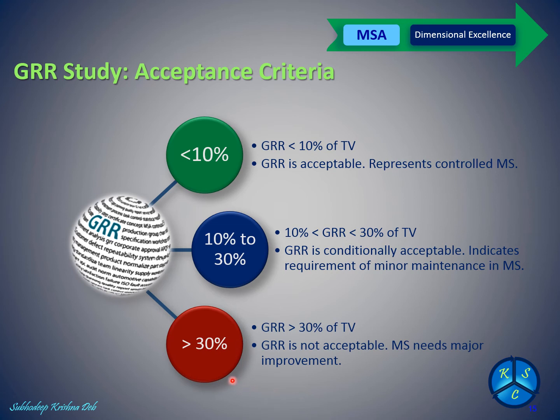And if it is more than 30%, then GRR is not acceptable. The measurement system needs a major improvement. Suppose we find that GRR is more than 30%; in that case we have to do the study again and finally redo everything after taking the actions. So this is what the interpretation is all about.